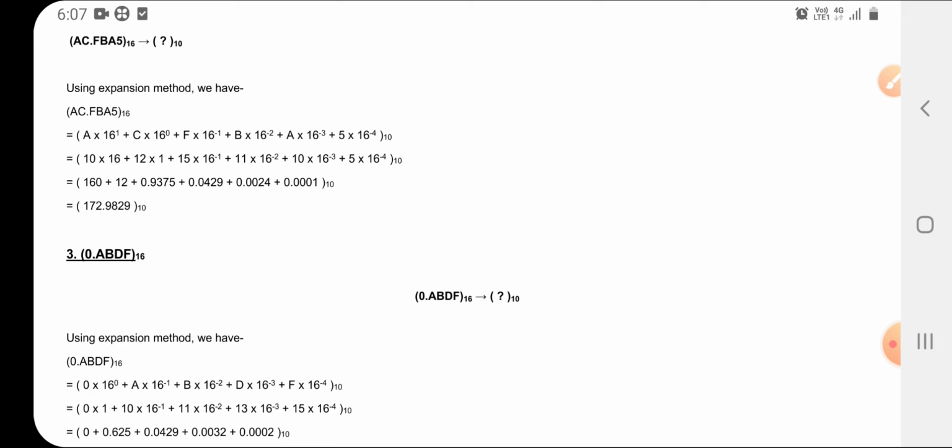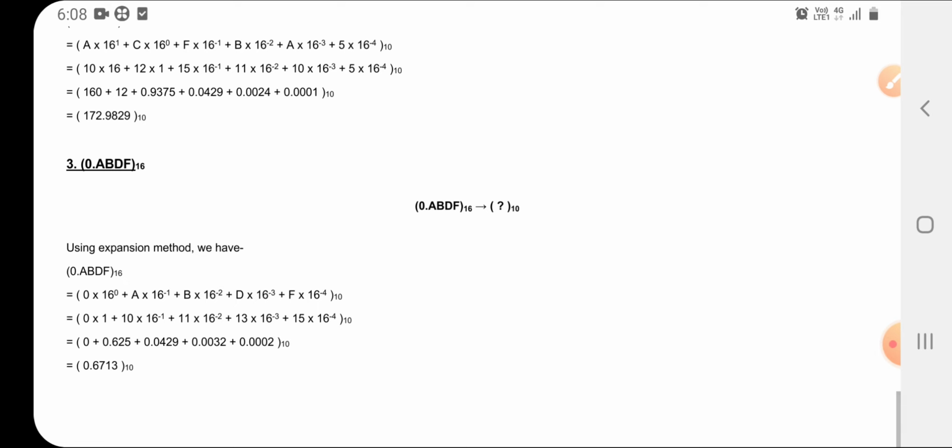0.ABDF. So first you have to write ABDF separately. There are no digits in the integer part. So write ABDF separately, 16 power minus 1, 16 power minus 2, 16 power minus 3 and 16 power minus 4. Then you write the expansion form. After expanding it, you substitute the value for ABDF, then do the multiplications and find the value.